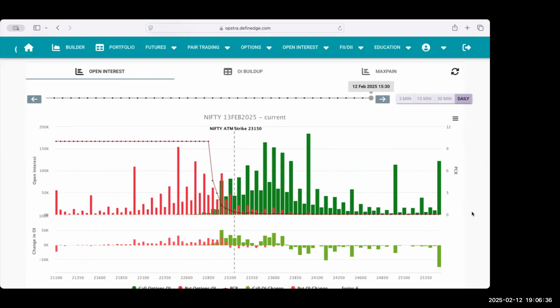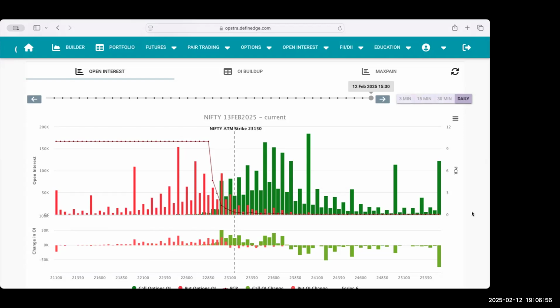If a stock is at 100 rupees and you think it will go to 120, you will buy 100 CE, correct? Because you are a buyer. If the stock is at 100 and you think it will come to 90, you will buy 100 PE. This is how the buyer strategy works here.